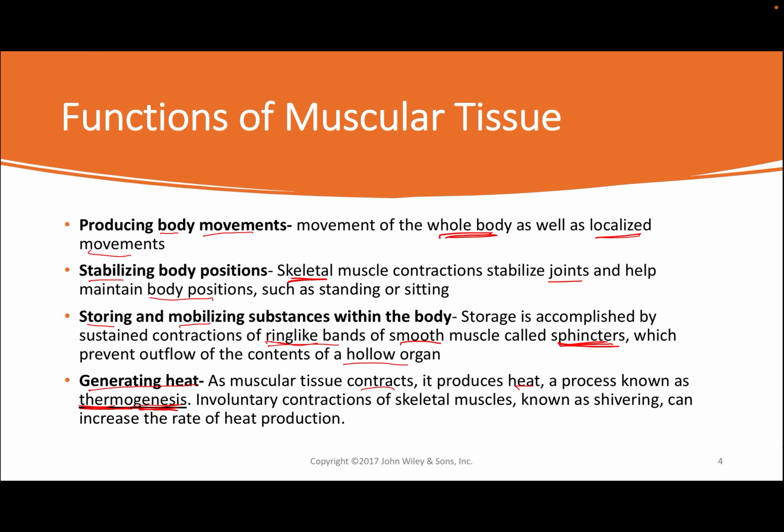This is why when you're going to the gym and exercising and you feel hot, it's because as those muscles contract, you're generating heat. This is also going to play a role in the involuntary contractions of skeletal muscles called shivering. This is going to help increase our rate of contraction to help produce heat when the environment is cold, to help warm you up. So generation of heat is a big deal.